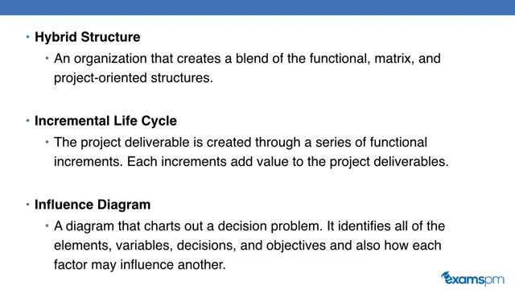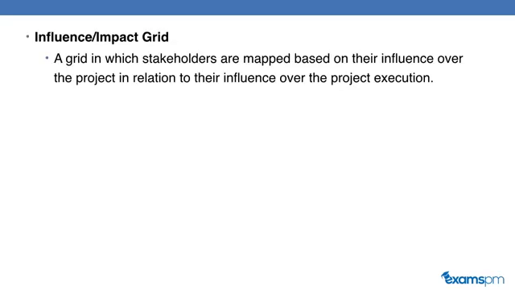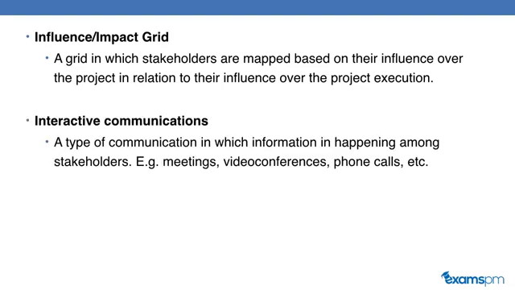Influence diagram. This is a diagram that charts out the decision problem. It identifies all of the elements, variables, decisions, and objectives, and also how each factor may influence another. Influence impact grid. This is a grid in which stakeholders are mapped based on their influence over the project in relation to their influence over the project execution.